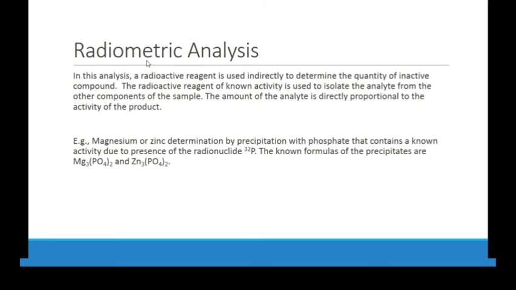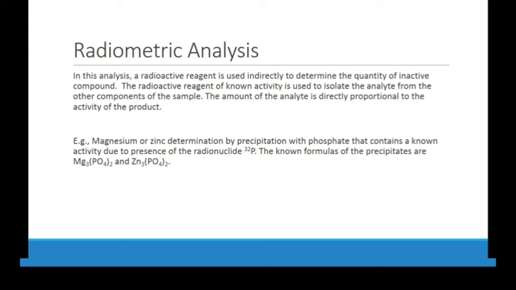In this analysis, the radioactive agent is used indirectly to determine the quantity of an inactive compound. The radioactive reagent is used to isolate the analyte from the other components of the sample. The amount of analyte is directly proportional to the activity of the product. So you have a reagent which you add to isolate the analyte.